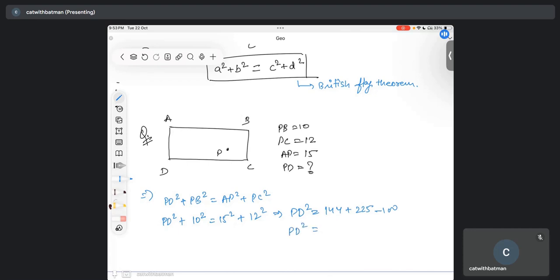So PD square will be 125, 25, 44, 69. So that is 269. So PD will be root 269, and that would be your answer. Root of 269.